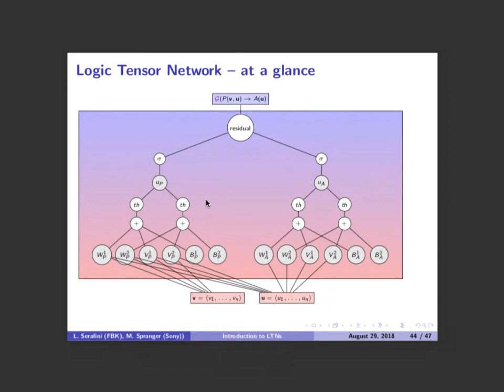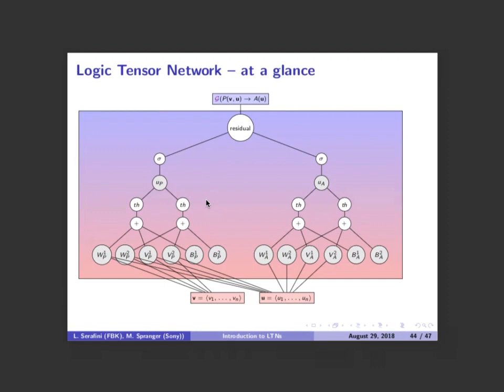And here's an example of the modularity. You can look at the vectors for V and U. These are the inputs of the neural net. These are grounded. You build your constraints when you try to learn those values for the weights, but here you also have the grounding of P of VU implies A of U.